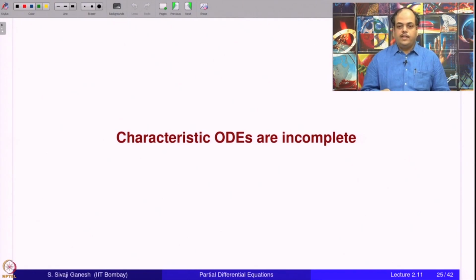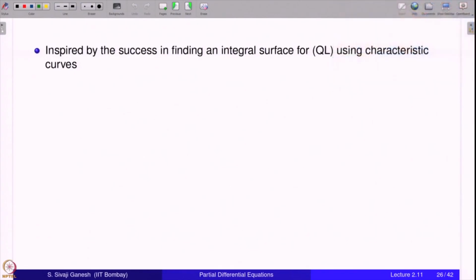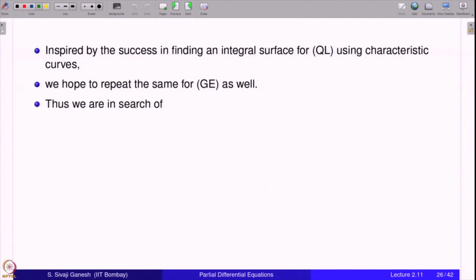Now, we have to look at the characteristic ODEs. We are going to say they are incomplete, we will see why. So, inspired by the success in finding an integral surface using characteristic curves, we hope to repeat the same for general equations also. In quasi-linear equations we were successful, so we hope the same thing happens for the general equation as well.